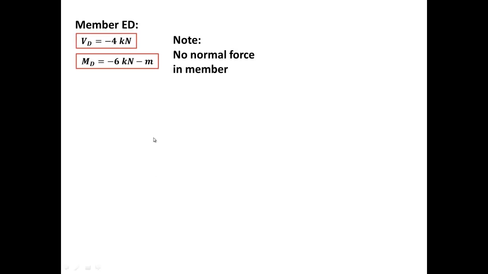Now member ED. Member ED, we have this overhanging segment of the frame. We have a VD that's -4 and MD that is -6. So the shear and moment next to point D, we already solved for that. Okay, what about the one at the cantilever tip? The shear is not 0, but the moment is 0.